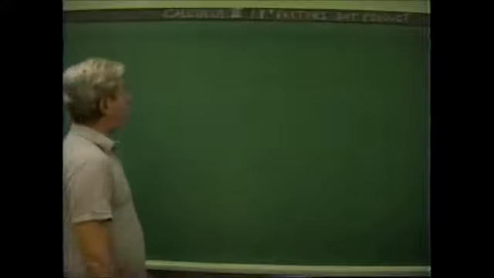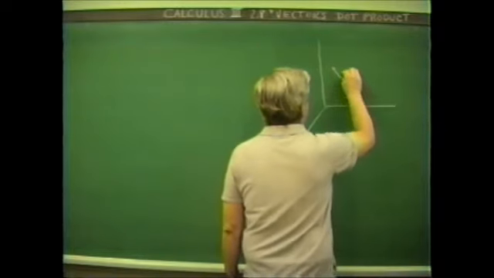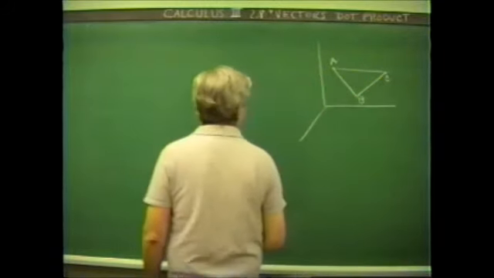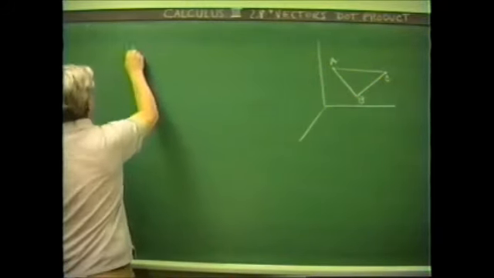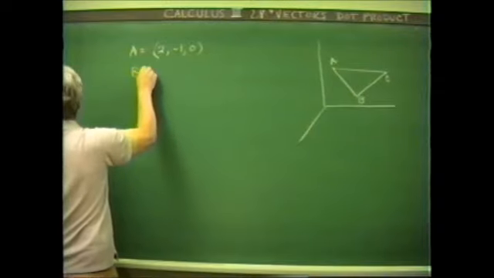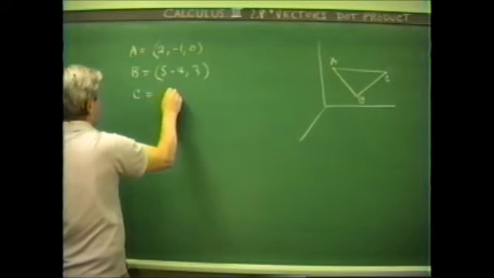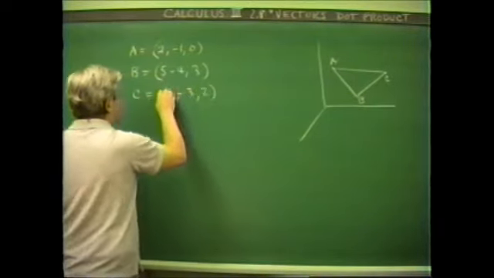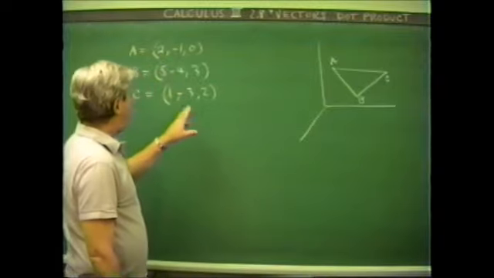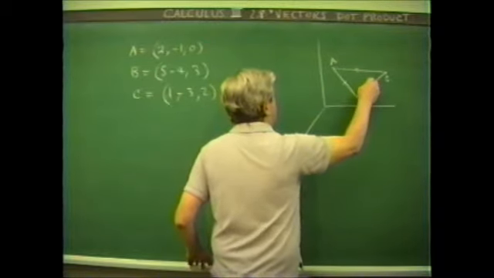Let's take a look at something that can be done geometrically with vectors. Suppose we've got 3 points, not all on the same line: A, B, and C. A is given by the vector 2, minus 1, 0. B by 5, minus 4, 3. And C by, let's say, 1, minus 3, 2. Now this is just a schematic, which I'm using to represent a triangle with these 3 vertices. And what I'd like to know is the lengths of the various sides and the various angles.